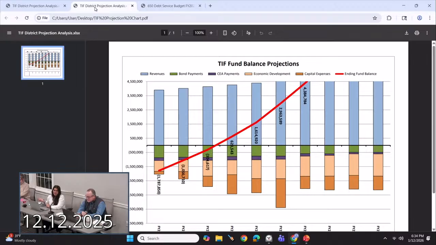So here's another picture, if you don't like looking at a spreadsheet with numbers. This is basically the fund balance of the TIF, showing the expectation of what we're going to have in revenues versus what we have in expenses. And the red line signifies the fund balance of that TIF fund. So you can see where it crosses the x-axis is where we're going to hit 0. X is right. Thank you.